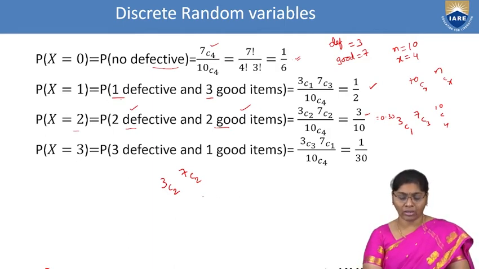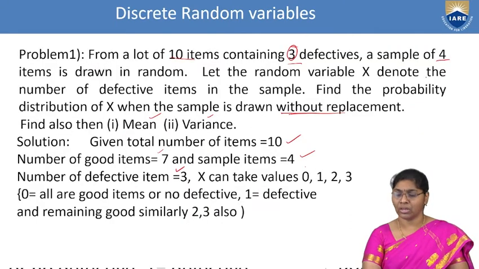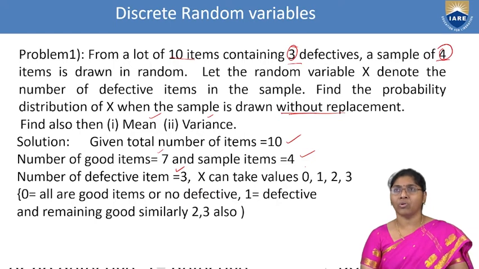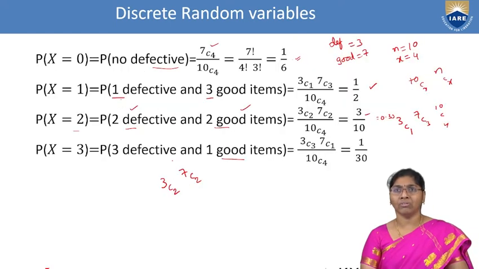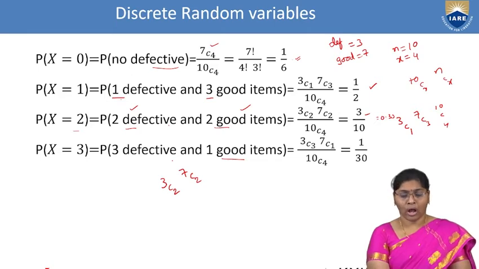Total defective items are 3 and good items only 1. Why are we choosing like this? Because we are randomly choosing 4 items only. Randomly they are given 4 items, we are selecting randomly 4. That means here 3 plus 1 it is 4, 2 plus 2, 4, 1 plus 3, 4. All are good items.